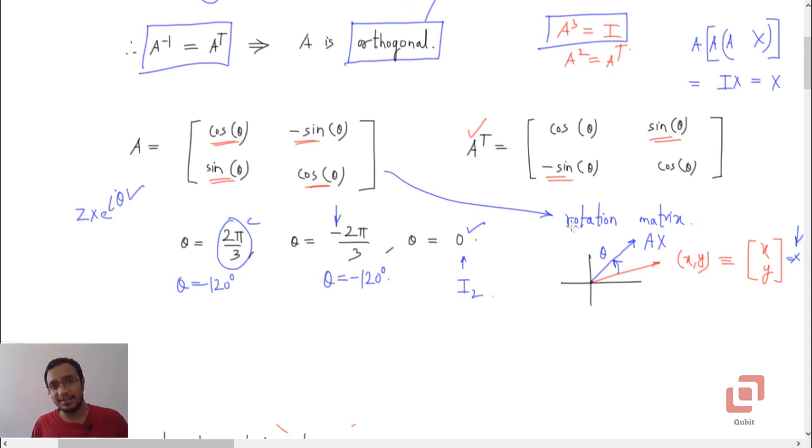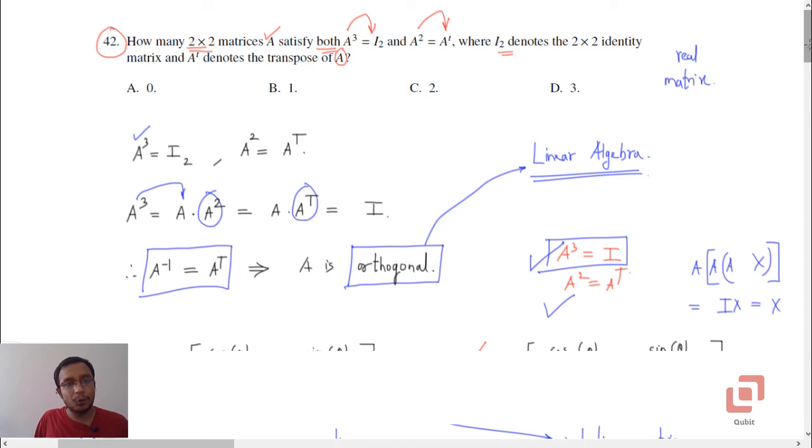So how many real matrices are there which satisfy these two properties, A cubed equal to I and A squared equal to A transposed? There are 3 of them, one corresponding to angle 0, the other one corresponding to the rotation of negative 120 degrees, and the third one corresponding to the rotation of 120 degrees. So how many 2 by 2 matrices? There will be 3 matrices. I mean, now we can be 100% sure that the number of matrices is 3, because none of the other options is greater than 3. Okay, yes, so 42 is option D.